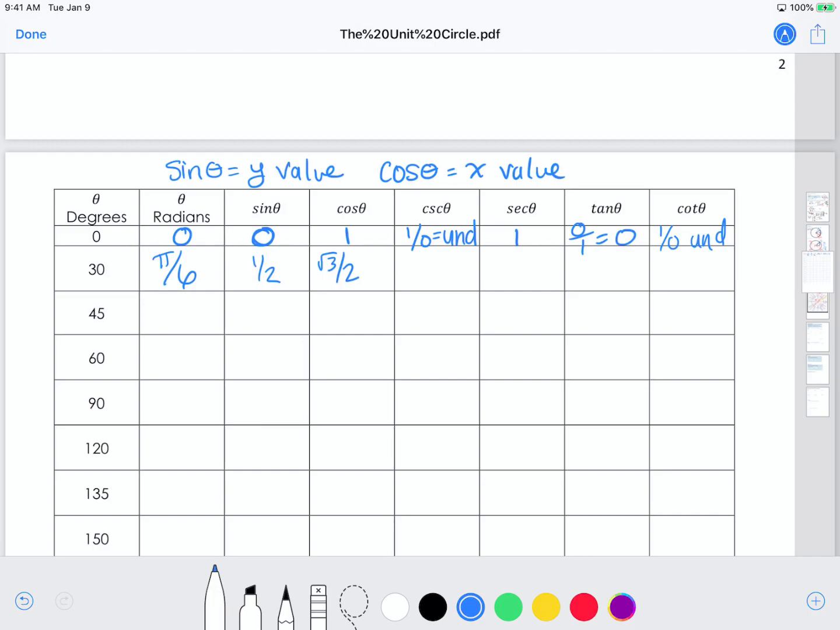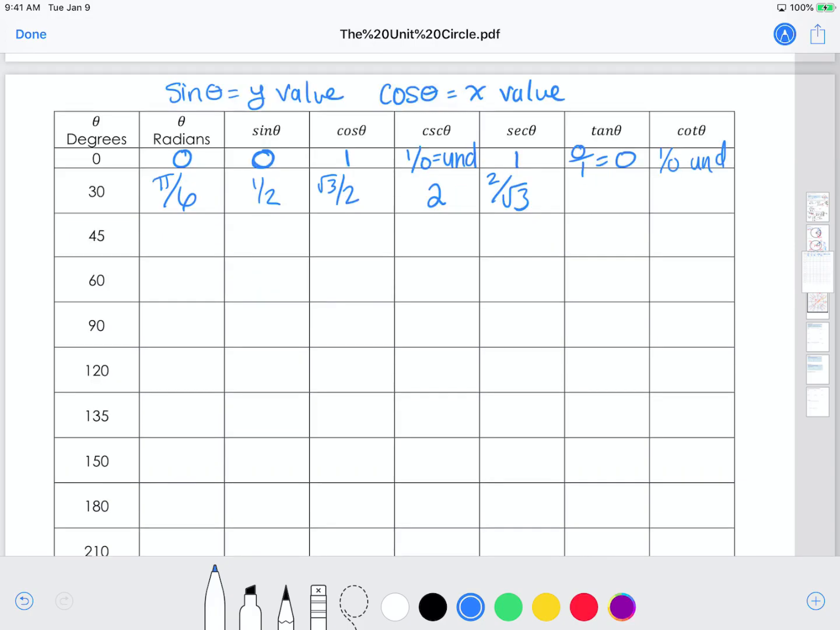Then I use my reciprocal identities to find the values of the other 4 trig functions. The cosecant is the reciprocal of sine. So in this case, sine is 1/2. So if I flip it upside down, that's going to give me 2. Secant is the reciprocal of cosine. So I'm going to take and flip cosine upside down, which is 2 over the square root of 3. If you want to rationalize it, you can, but I'm not going to in this chart.